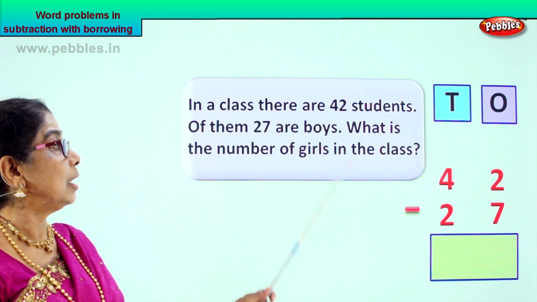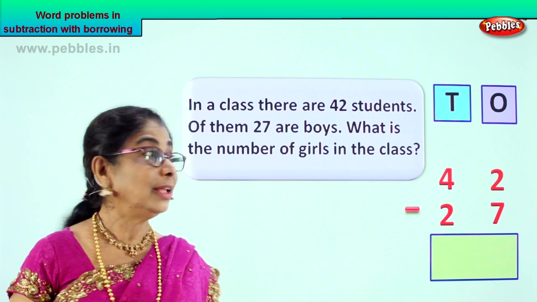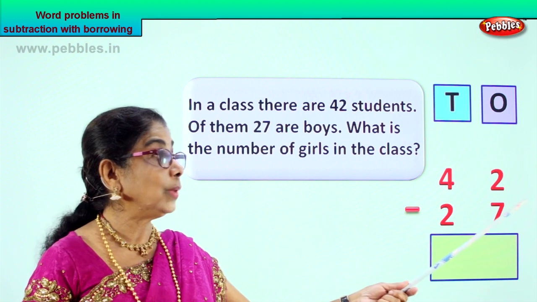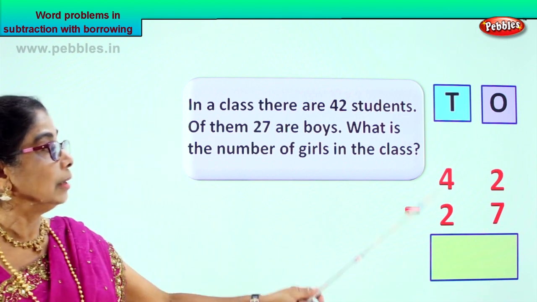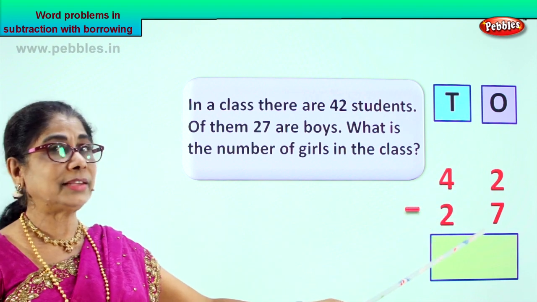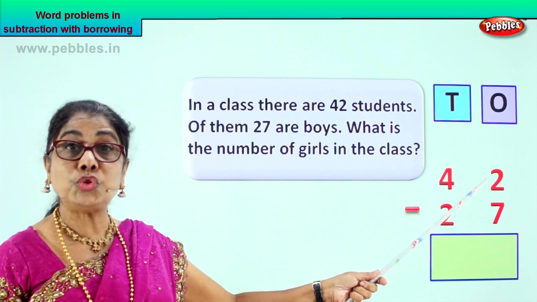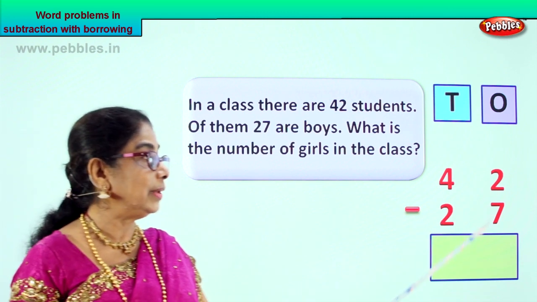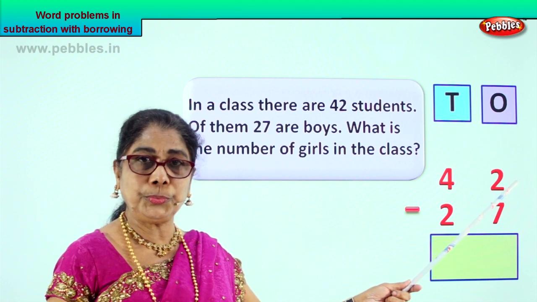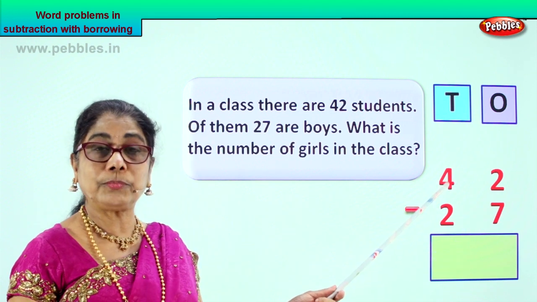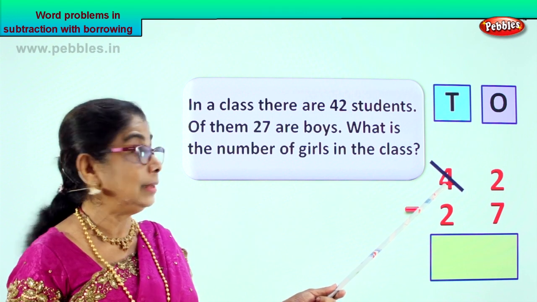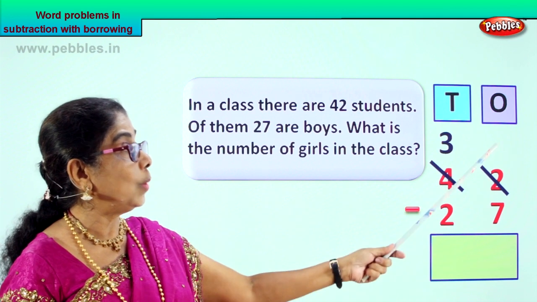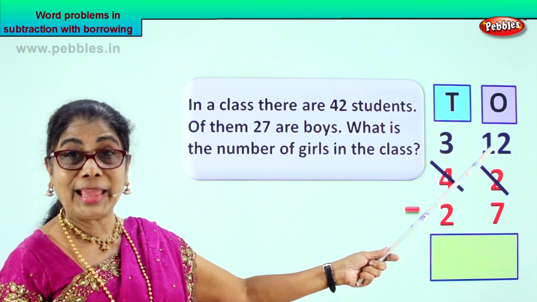Now, what is being asked? What is the number of girls in the class? 42 children, 27 boys. How many girls? Let's work out the sum together. 4 tens 2 ones, minus 2 tens 7 ones. In the ones place, we have 2 on the top, 7 down. We cannot take away 7 from 2. Let's borrow 1 ten from the 4 tens. So, the remaining is 3 tens. 1 ten plus 2 ones becomes 12 ones.